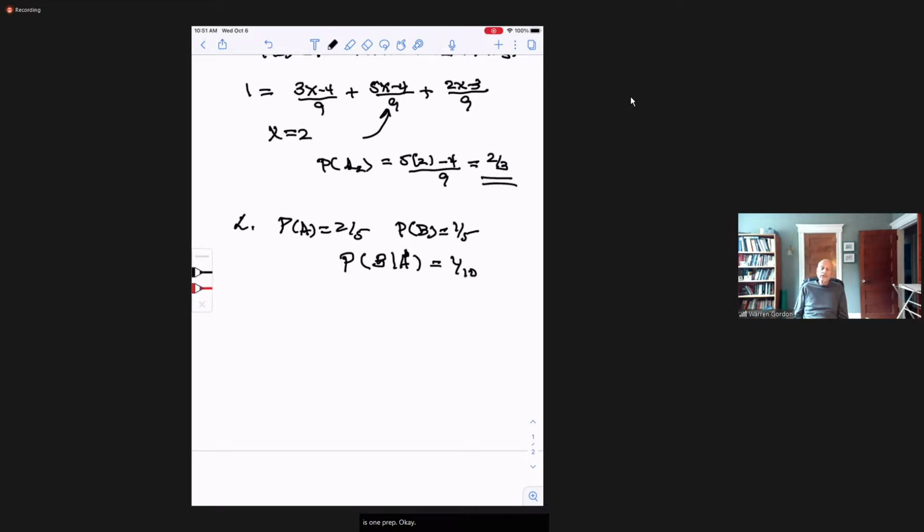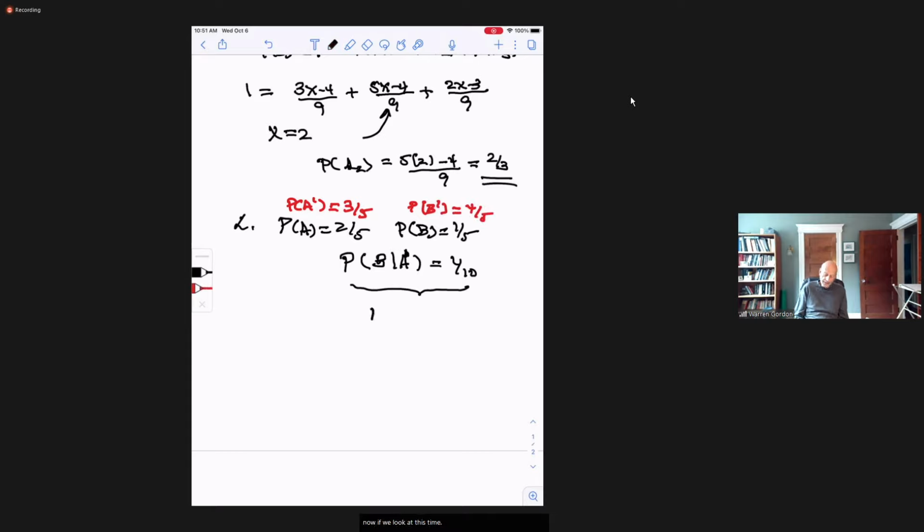Now there are a couple ways of doing this problem. The easiest way is using a Venn diagram. Some people use some formulas. Okay. So firstly, we now know, of course, that P of A complement, in case we need that, is 3/5. And P of B complement will be 4/5, right?